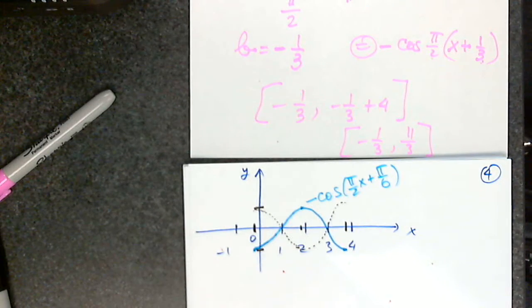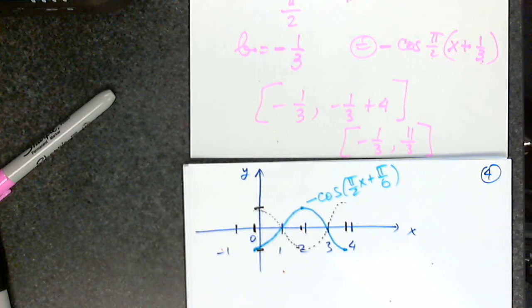Let's take a look. Now in y equals, I have negative cosine in parentheses. Be very careful now how you plug it in. So I'm going to use another set of parentheses for pi divided by 2. Close the parenthesis, multiply by x, and then plus pi divided by 6, and then close the parenthesis.